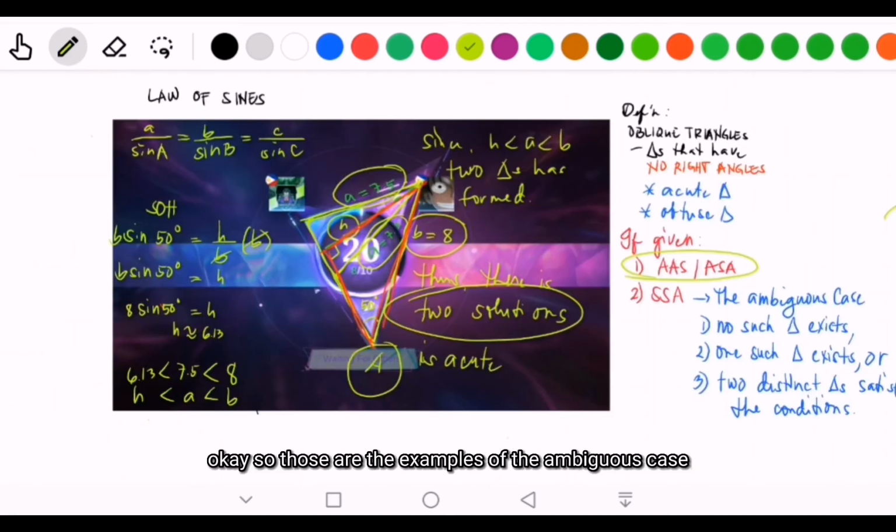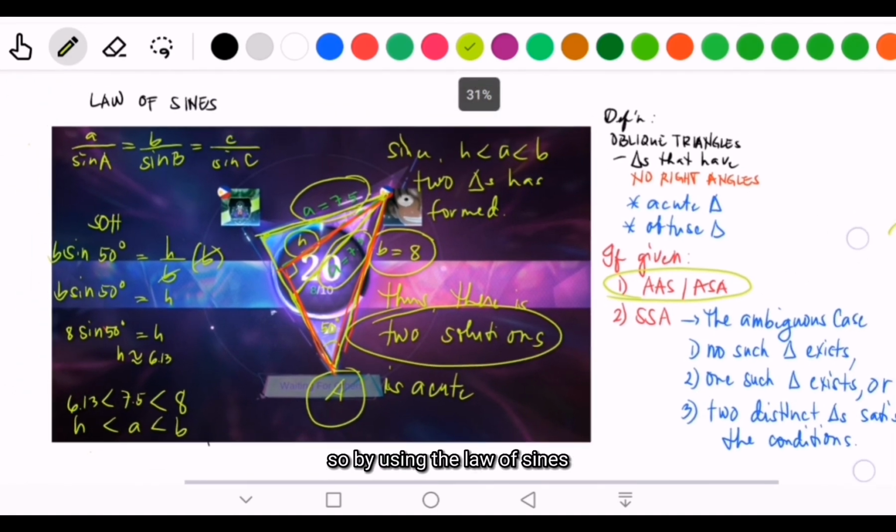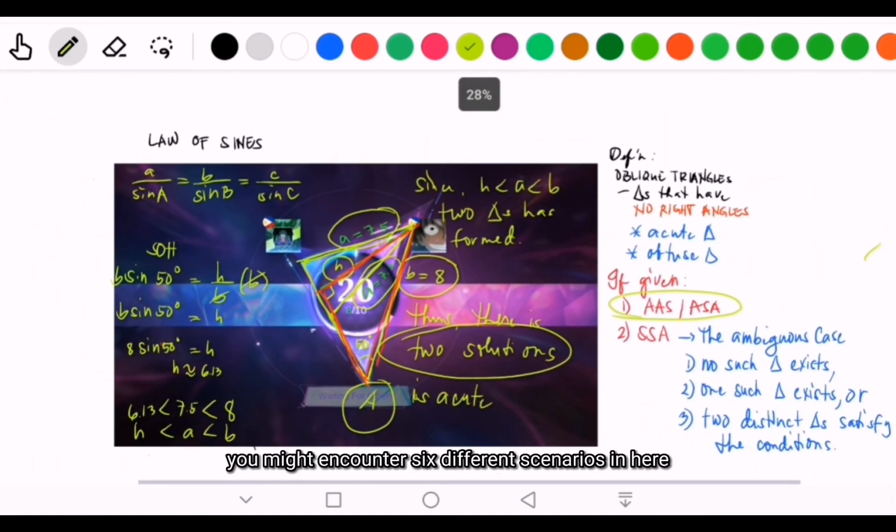Okay, so those are the examples of the ambiguous case for an oblique triangle, given that we have two sides and an angle. So by using the law of sines, you might encounter six different scenarios in here.